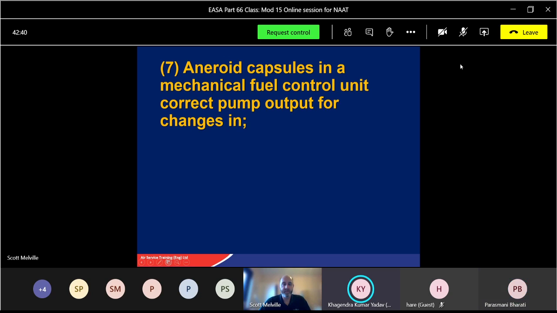Change in altitude, temperature. Yeah, good. Yeah, air density, altitude changes, and possibly temperature changes as well. Good. Also known as the evacuated capsule.